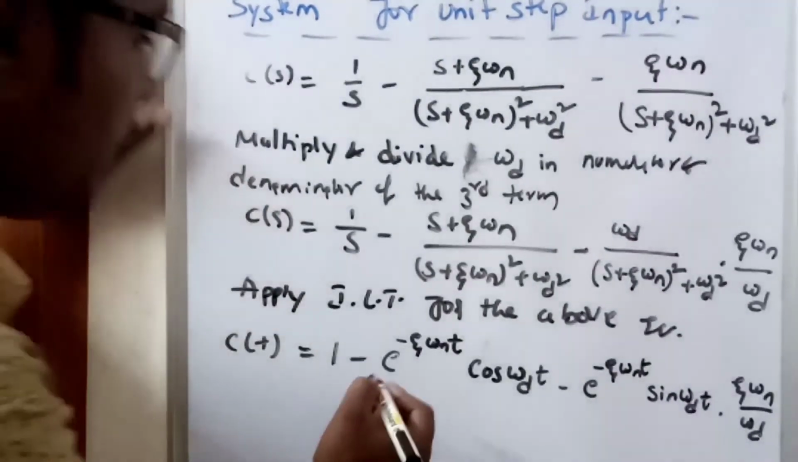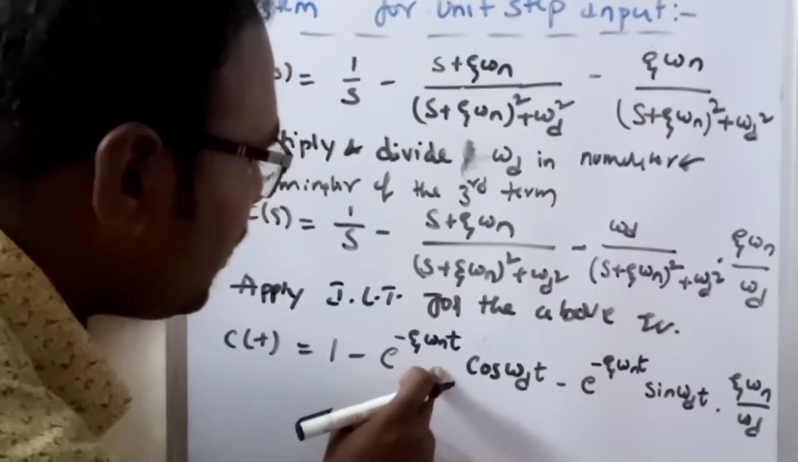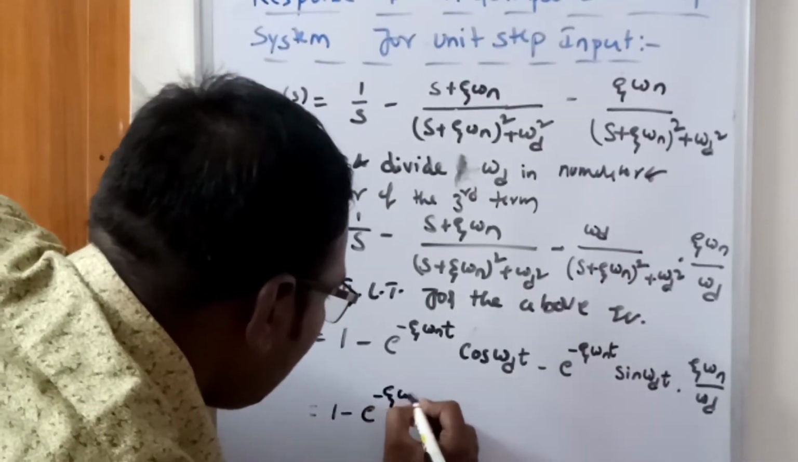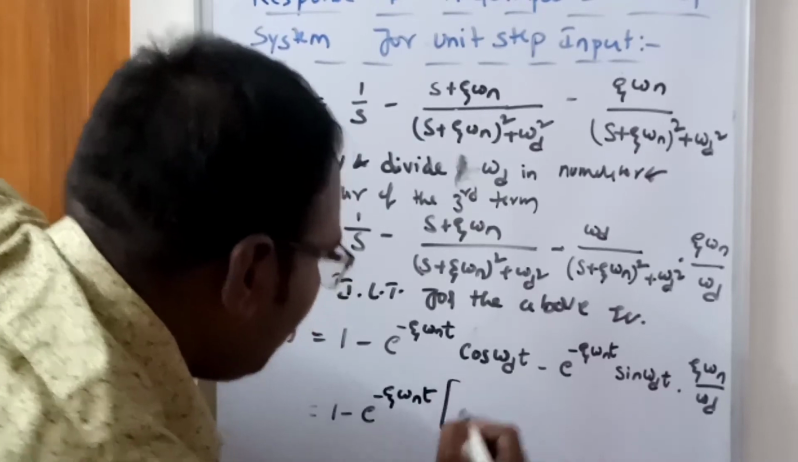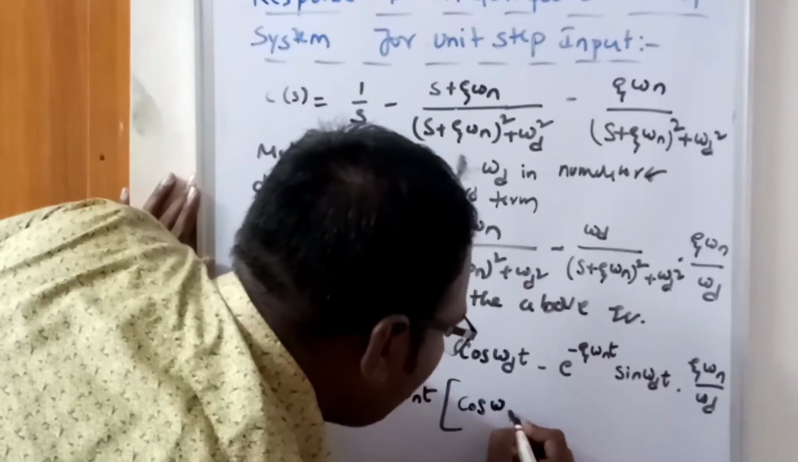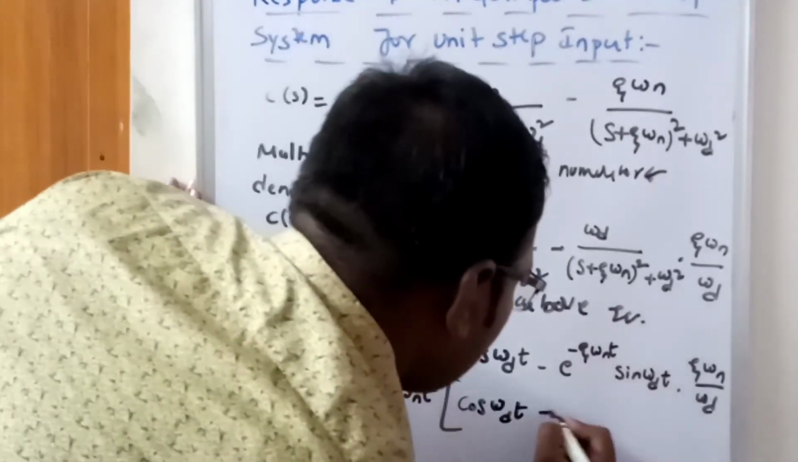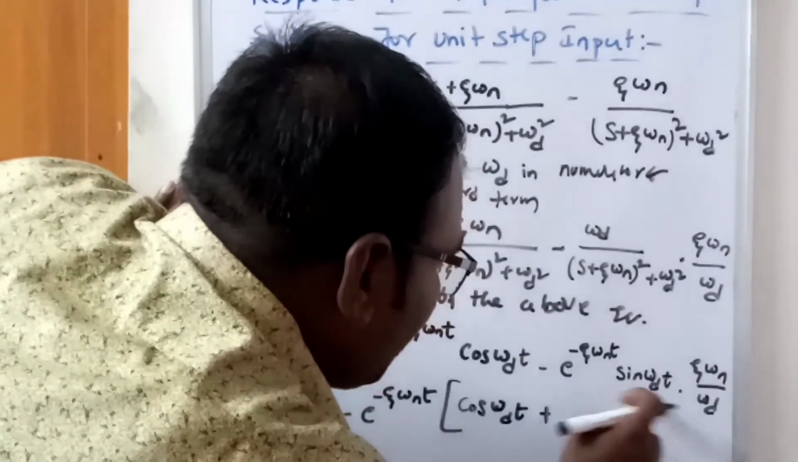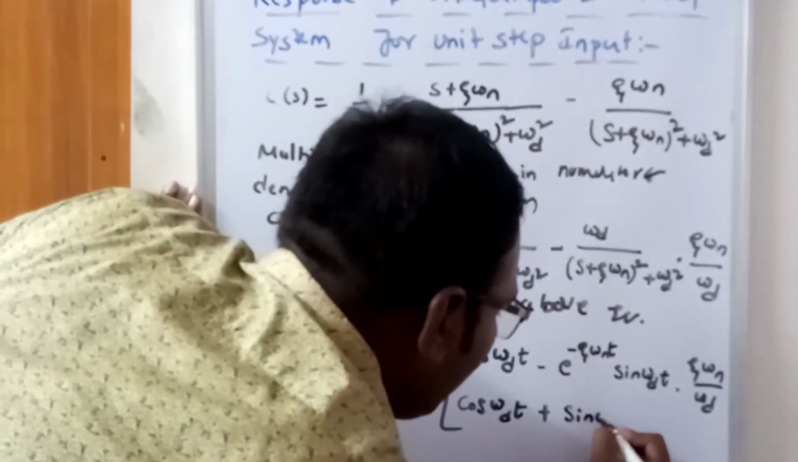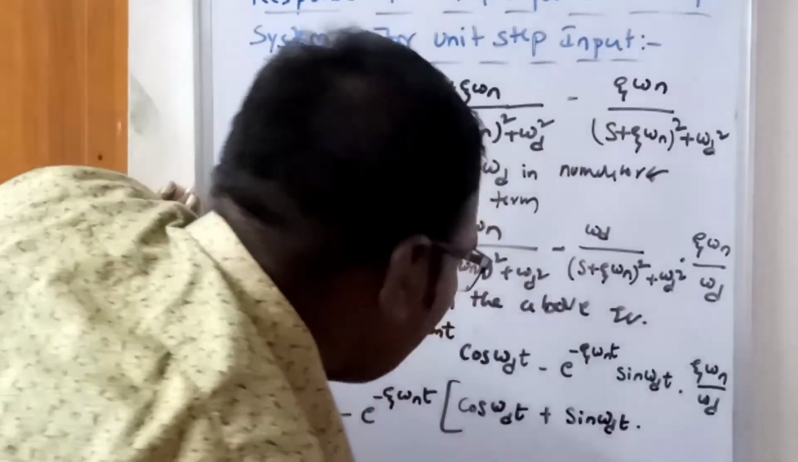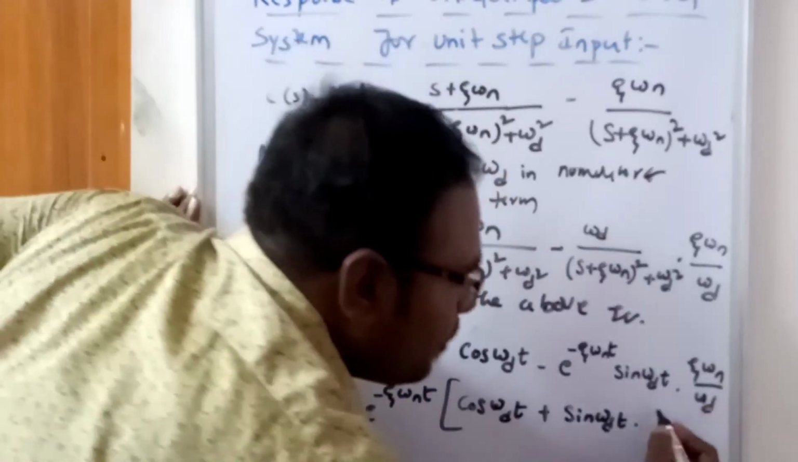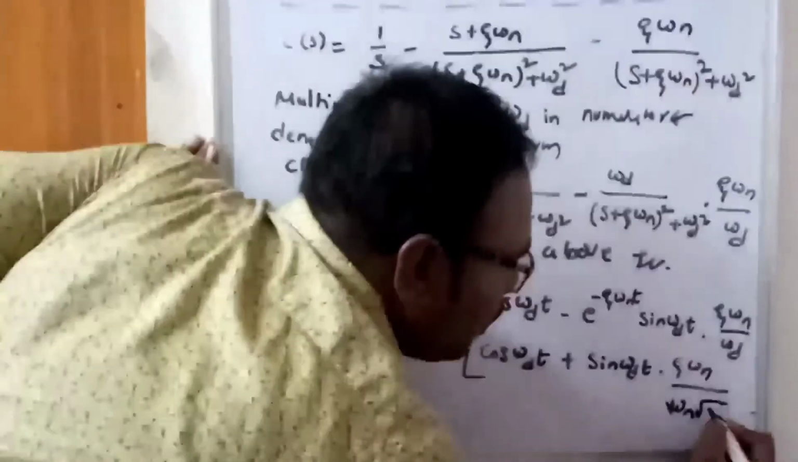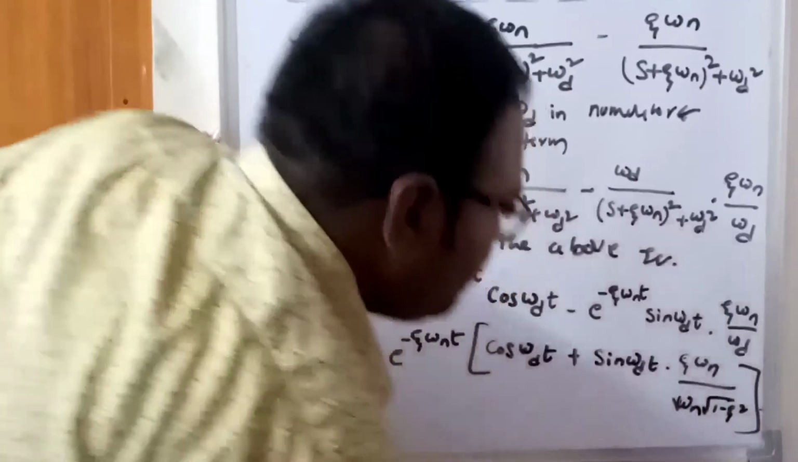Now we are going to take these common terms here, e power minus zeta omega n t. So 1 minus e power minus zeta omega n t is common. What happens? Cos omega d t minus, so the minus goes here, that's why we are taking plus. So what happened here? Sin omega d t into, we can convert this omega d in terms of omega n into square root of 1 minus zeta square.